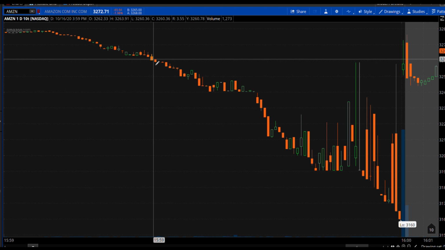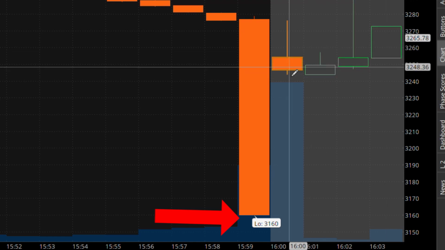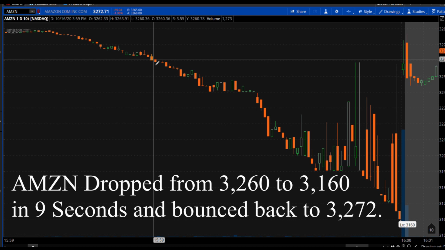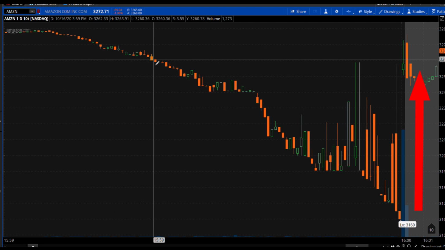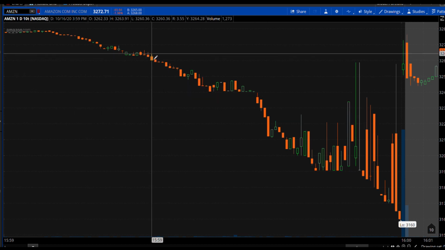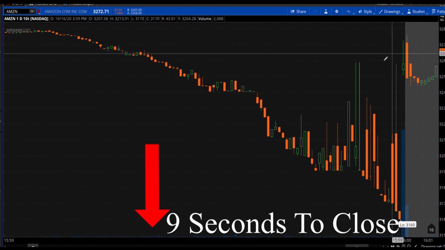When we say in the last minute bar we traded down to 31.60, with 9 seconds to go, we hit 32.60. So in less than 9 seconds, we dropped 100 points on Amazon stock. We bounced back up 110 points. 110 points in less than 1 second. So these are sub-second trades, 10 trades each. I hope that helps you understand where my line is. It was 9 seconds to the close, so all of this happened from here to here in less than 9 seconds.